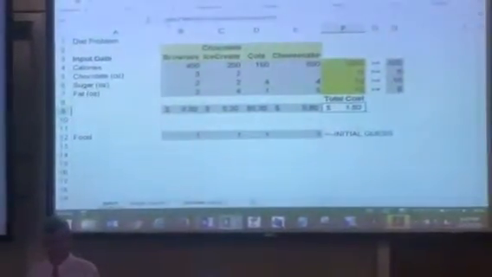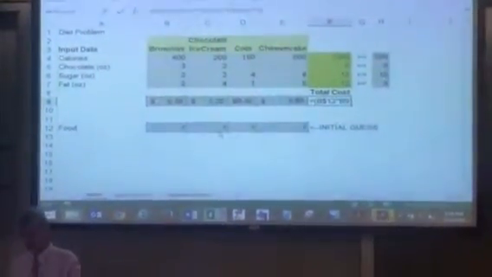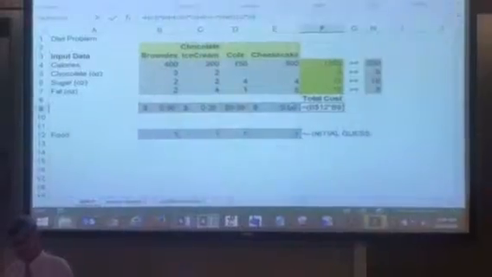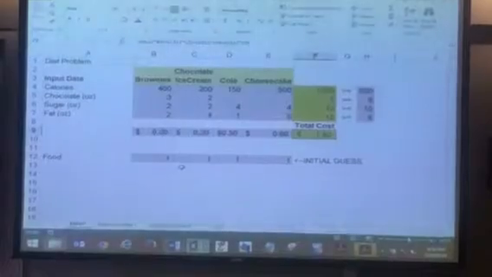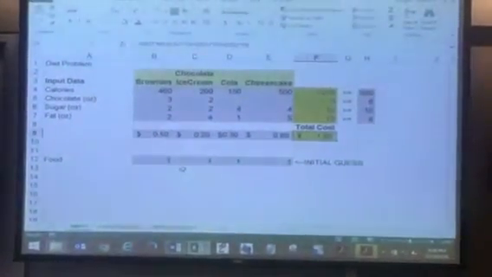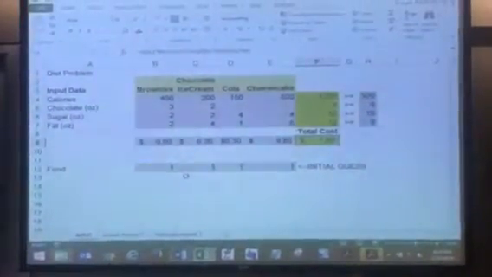Finally, 1 times 50 cents, 1 times 20 cents, 1 times 30 cents, 1 times 8 cents, $1.80. So what this is saying is if I wanted to maximize my diet variety and just ate one piece of cheesecake, 1 brownie, 1 scoop of ice cream, and drank 1 Coke, it cost me $1.80. Okay? But what do you see?